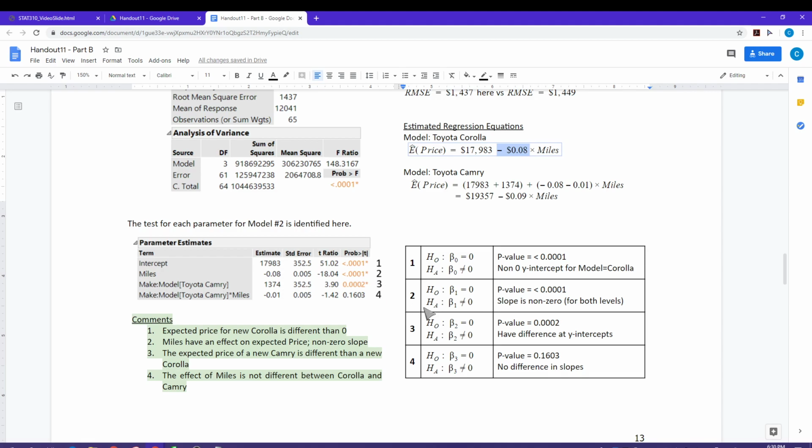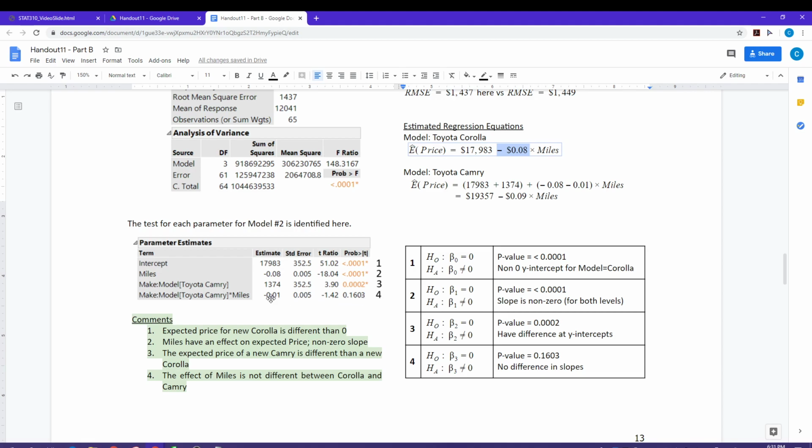P-value number 3 again is just saying that I do indeed have a difference at the y-intercepts. The estimate is positive, which tells me that the Camry is costing more than a Corolla. It's less than 0.05, so it's significant. Test number 4 is not significant. It is not less than 0.05. So that's saying that I cannot say that the slopes are different from one another.